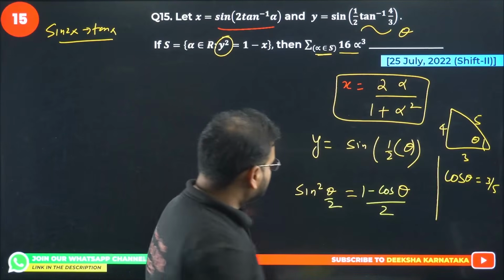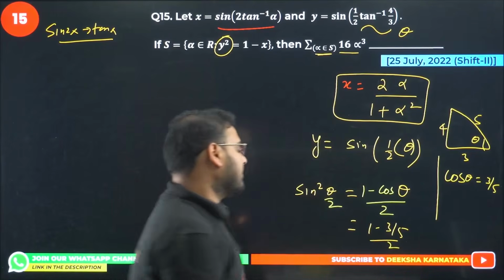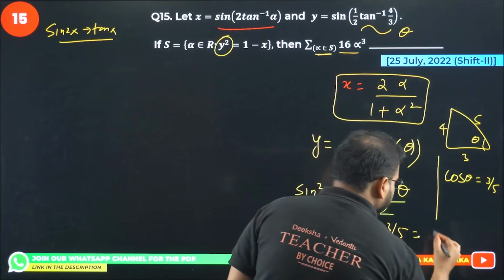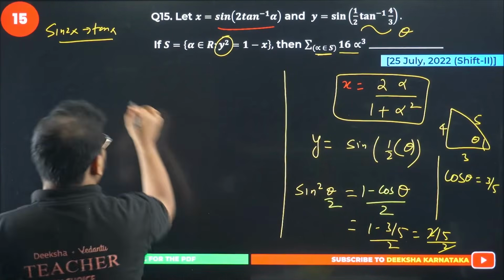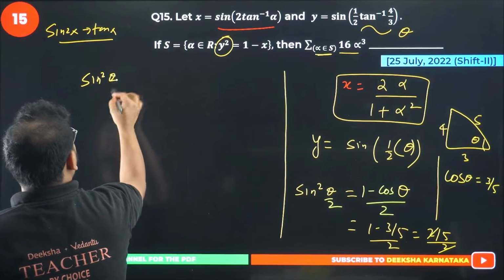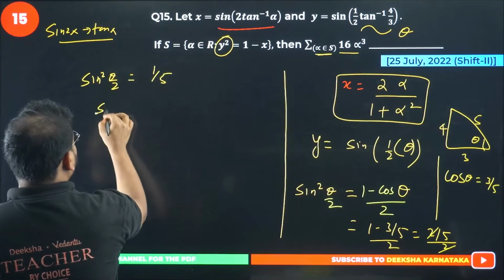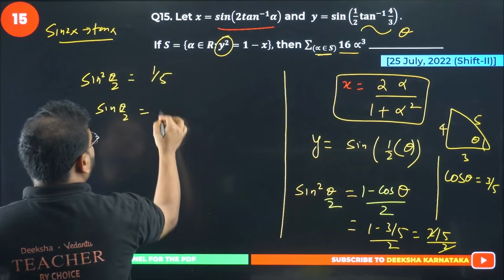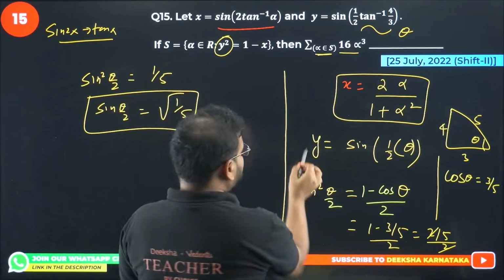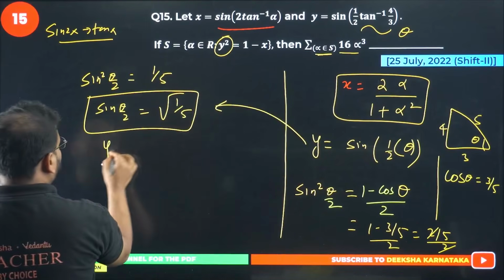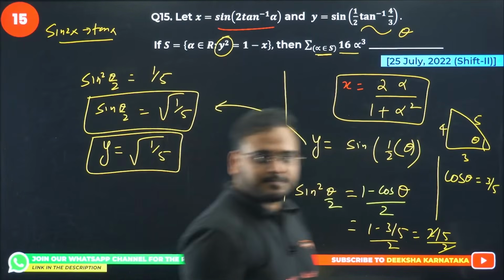Check: (1 minus 3 by 5) by 2 gives me (2 by 5) by 2, the 2 and 2 cancel. So I get here sine square theta by 2 equals 1 by 5. So sine theta by 2 equals root of 1 by 5, right? And which is the same as y. It means my y value is equal to root of 1 by 5. So far I think this is all clear, right?